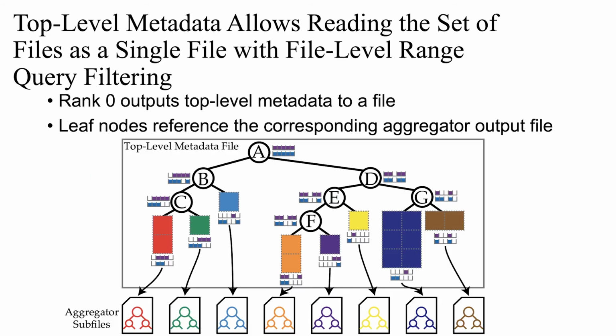Rank 0 outputs this top-level metadata to a file, where leaf nodes in the metadata file reference the corresponding aggregator subfile. Viz tasks are then able to open this metadata file to read the subfiles as if they were a single file, while at the same time performing spatial and attribute filtering at the file level using this top-level metadata, and finer grain filtering within each subfile using the binned attribute tree stored in each file.